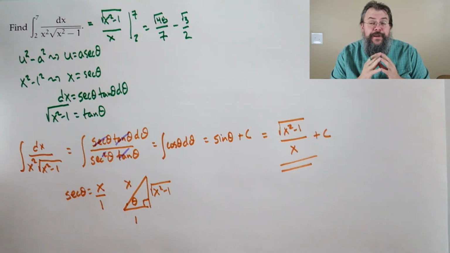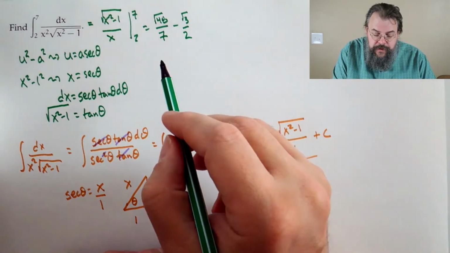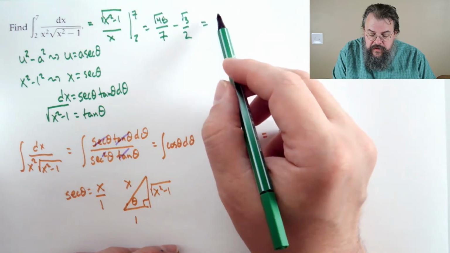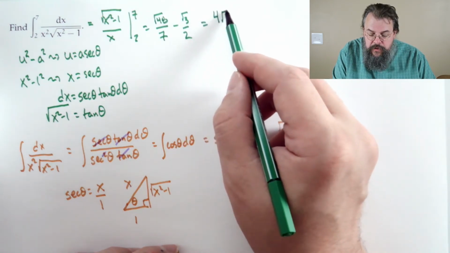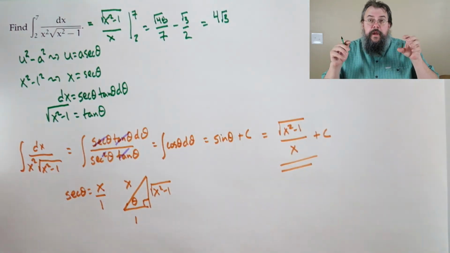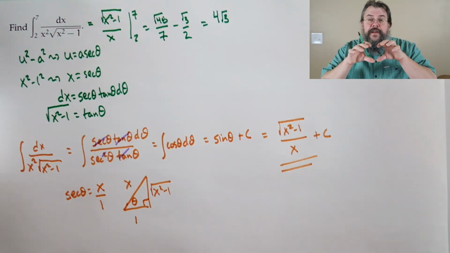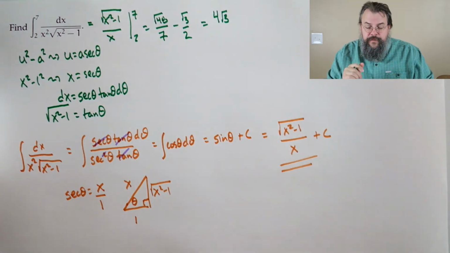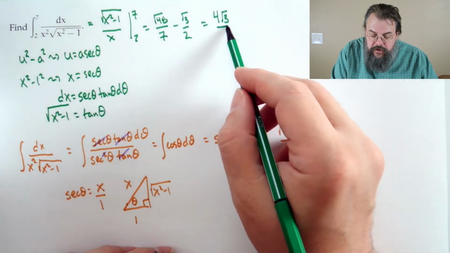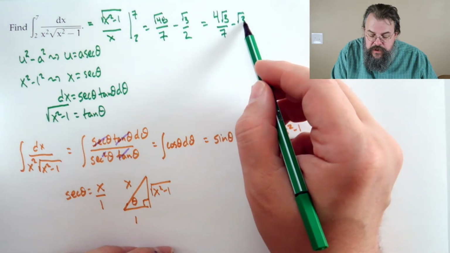Square root of 48. What is 48? It's 16 times 3, and 16 is a nice square number. So we could say that's the same as 4 root 3, because I'm taking 16 times 3, and the square root of 16 is 4. So that's where that 4 is coming from, over 7 minus root 3 over 2.